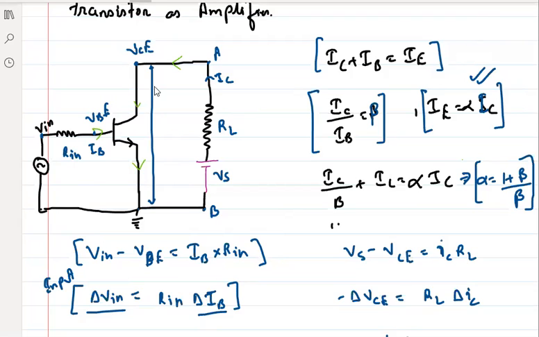Now, what about output voltage? We know that VCE is your output voltage. Agree? So I can say that the potential at point A is VCE. VS minus VCE is the potential drop across this resistance. Yes or no?